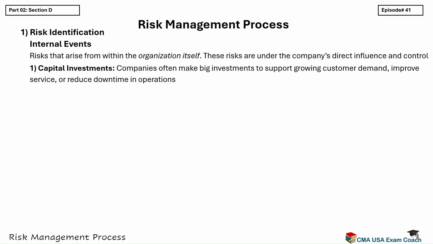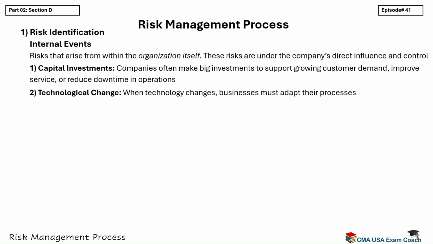1. Capital investments. Companies often make big investments to support growing customer demand, improve service, or reduce downtime in operations. But these investments come with risks. For example, a company may buy new machines worth millions, but if demand slows down, those machines may sit idle and create financial losses.